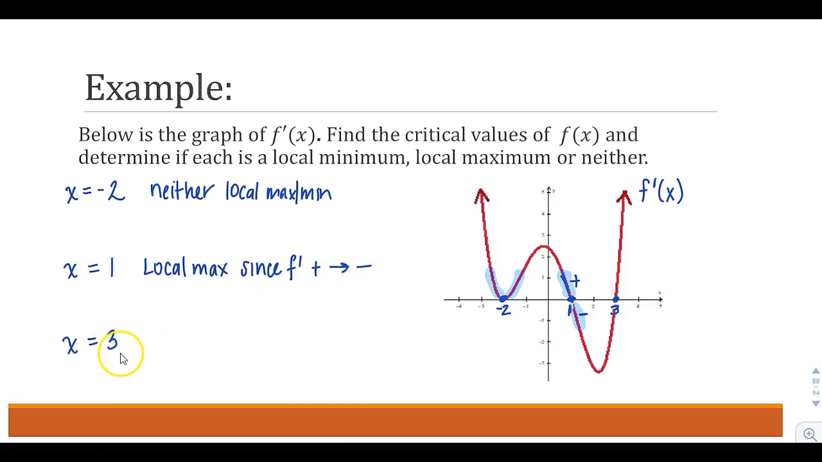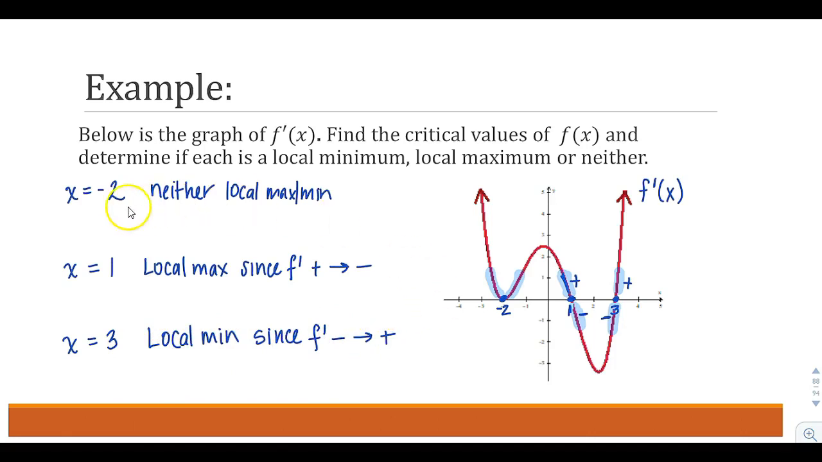And at x equals 3, if we look just to the left of 3, we can see that I'm below the x-axis, or negative, and as I move to the right side of 3, I'm positive or above the x-axis, so f must be changing from decreasing to increasing as I move from left to right. I always read graphs from left to right. So here I would describe what's happening at 3 as a local min, since f prime changes from negative to positive.